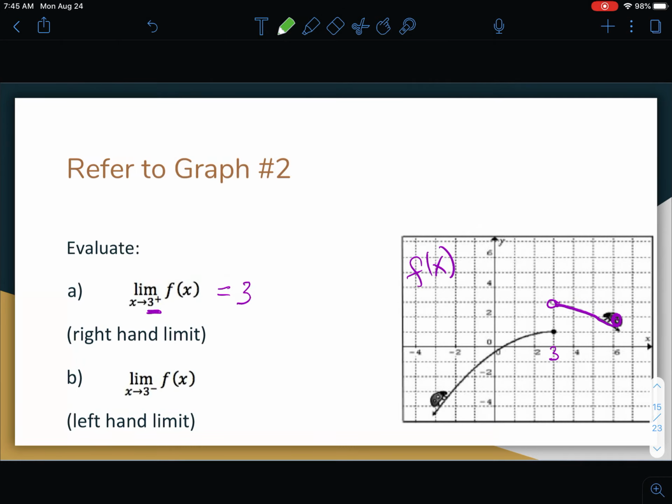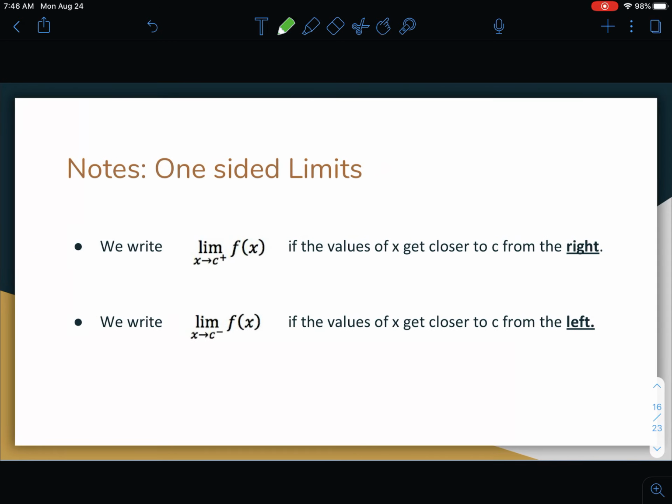Now, let's look at this bug down here. So this guy, he's going to travel in. Now, again, we're looking at here from the left. He's going to approach the same number 3. So he's coming in. He's getting closer and closer to what? To the value of 1, this output of 1. Notice these are not the same, and that's what we're going to look at next.